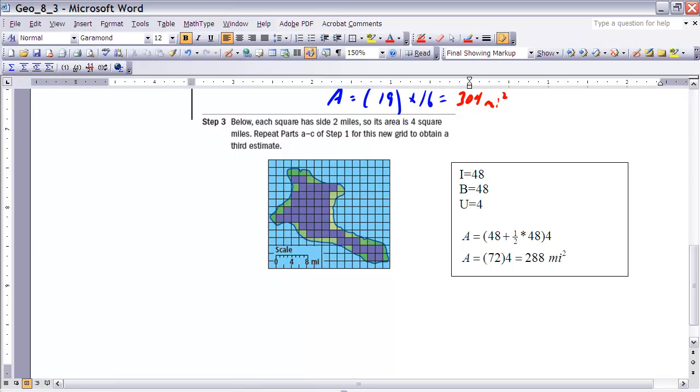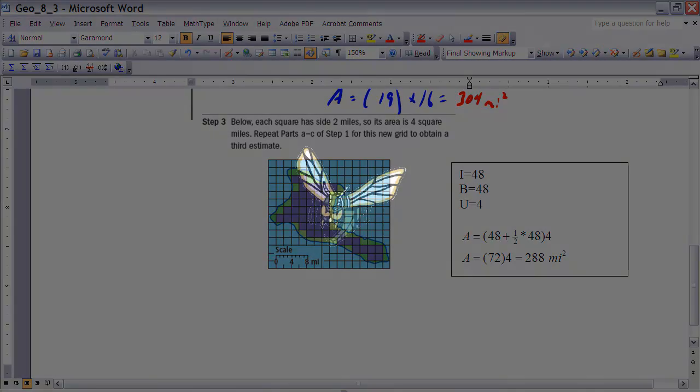On a question like this, there would be a range of values that would be acceptable, but 288 square miles is a very good estimate for what we have. Now, you'll notice that the estimate got smaller each time. That isn't necessarily the case, but what will happen is that your estimate will become much more accurate the smaller our grid becomes.